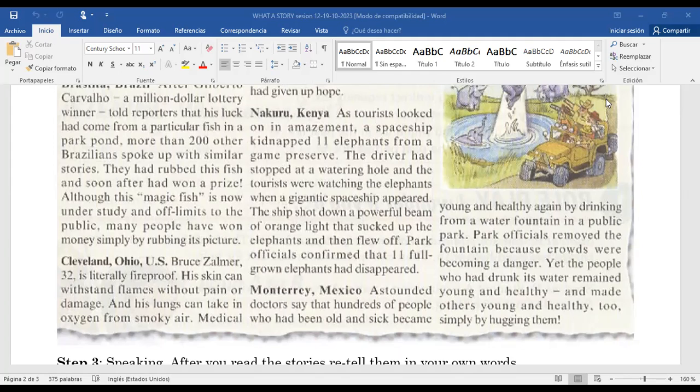Okay, Isaura, Monterrey, Mexico. As told, the doctors say that hundreds of people who have been old and sick became young and healthy again by drinking from a water fountain in a public park. Park officials removed the fountain because crowds were becoming a danger. Yet the people who had drunk its water remained young and healthy and made others young and healthy too, simply by hugging them.